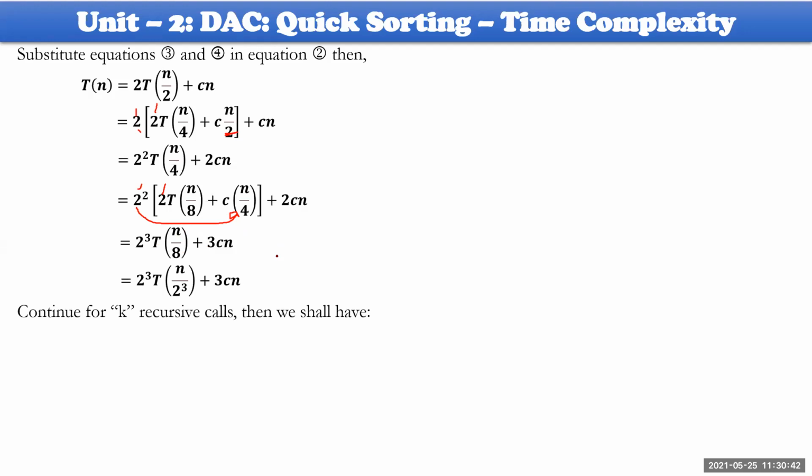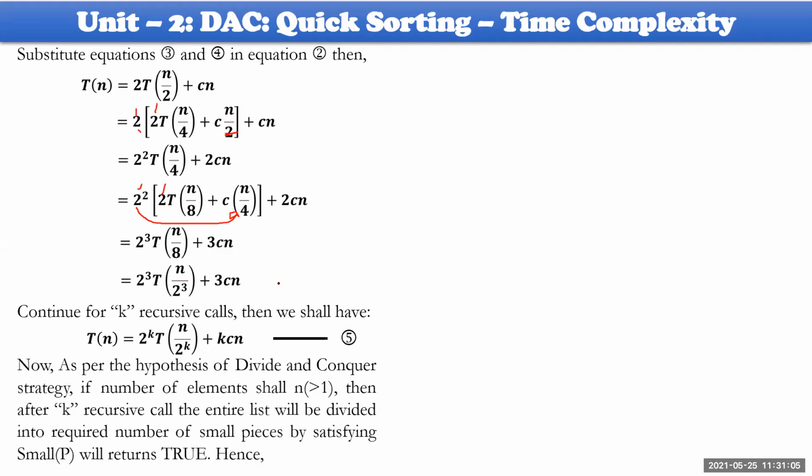And computing the same thing for k recursive calls, T of n equals 2 power k T of n by 2 power k plus kCn. This is equation number 5. Then what is the basic primitive of the divide and conquer approach? As per the hypothesis of the divide and conquer strategy, if the number of elements is greater than 1, then k recursive calls will be required.